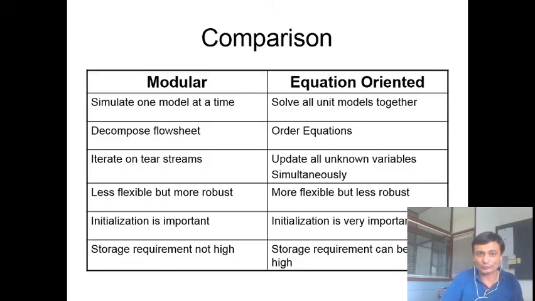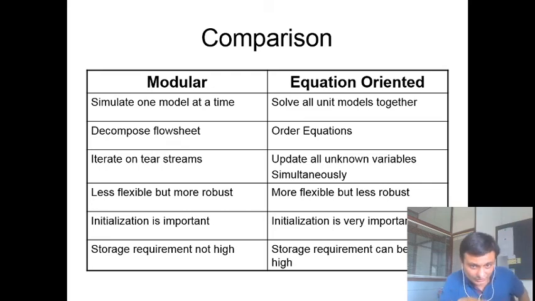So if I compare them one-on-one, modular and equation oriented, here it simulates one model at a time, whereas here all the models are solved simultaneously. You have set up equations and those equations are being solved. Here you have to decompose the flow sheet, you have to tear it, whereas here you have to order the equations, which equations are to be solved first. That is what you are supposed to do.